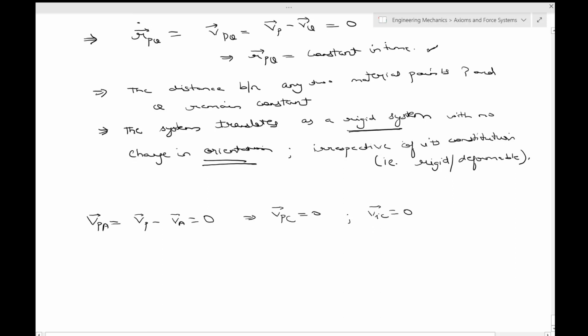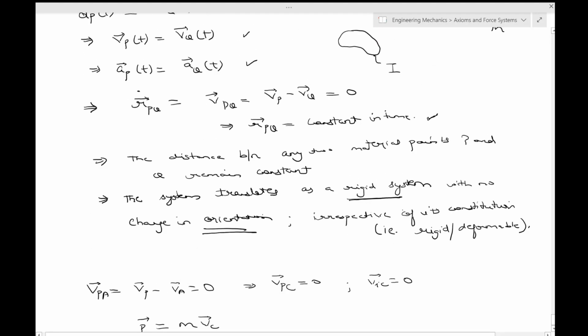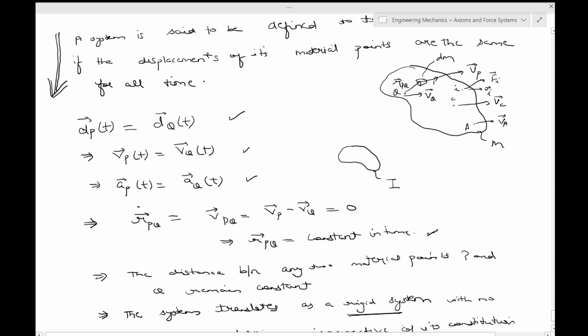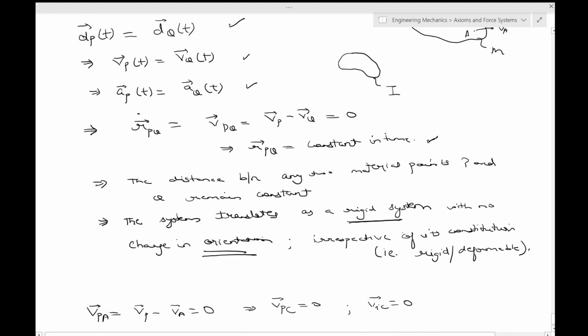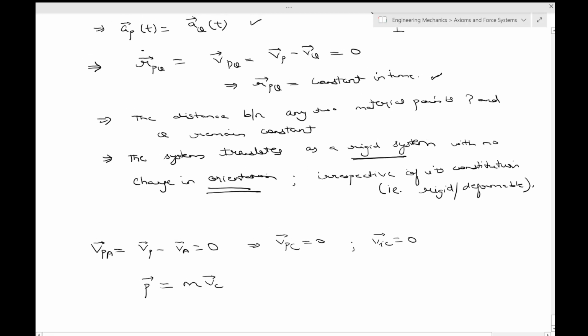Now we want to write the momentum of this system. So let's have this as mass m, and Vc is the velocity of the center of mass. So that's how we can write the momentum. We want to write the moment of momentum about A. So HA of t, this is equal to 0.